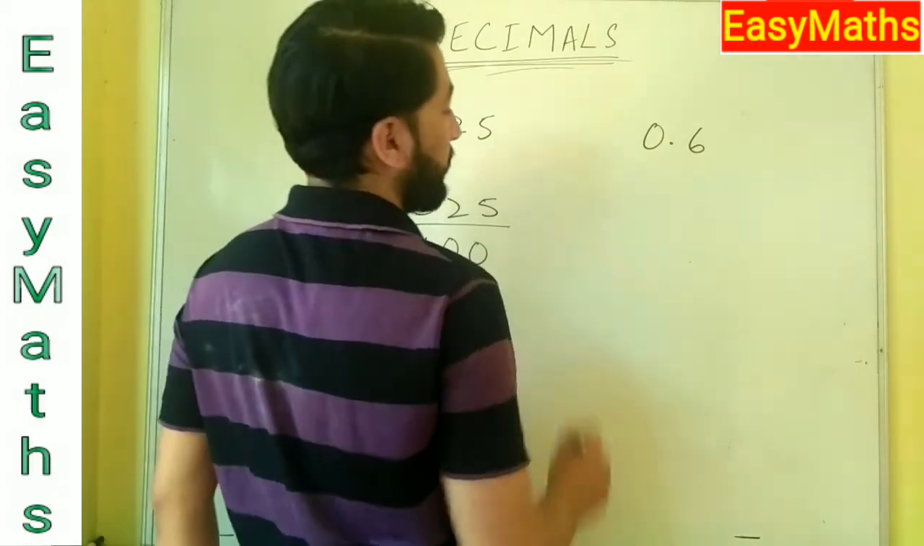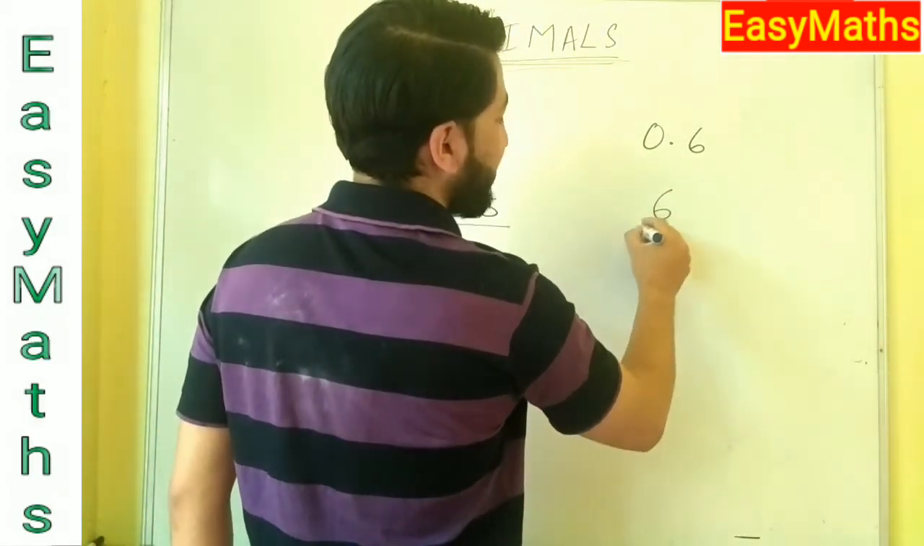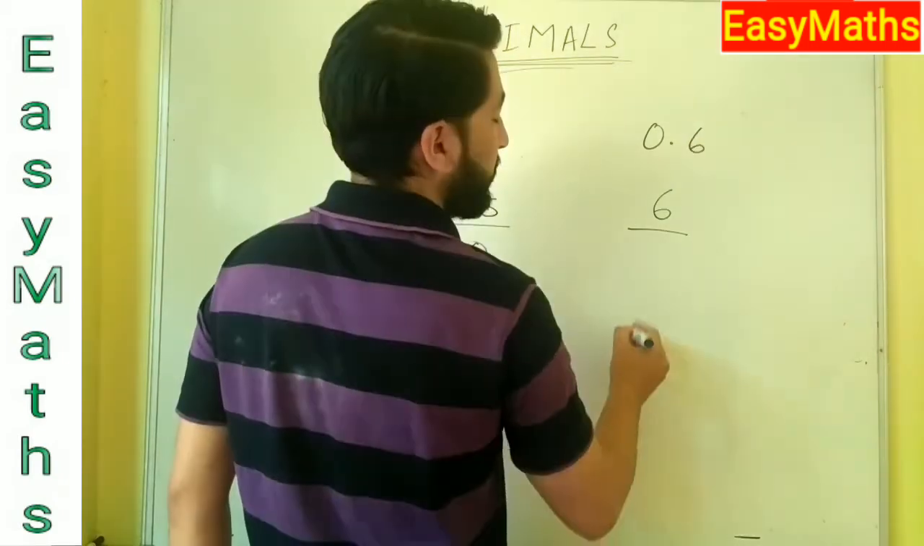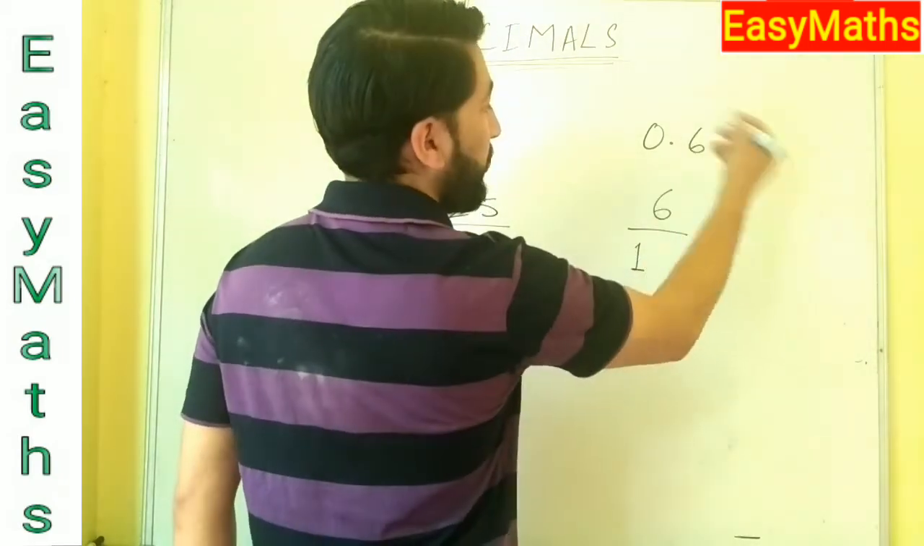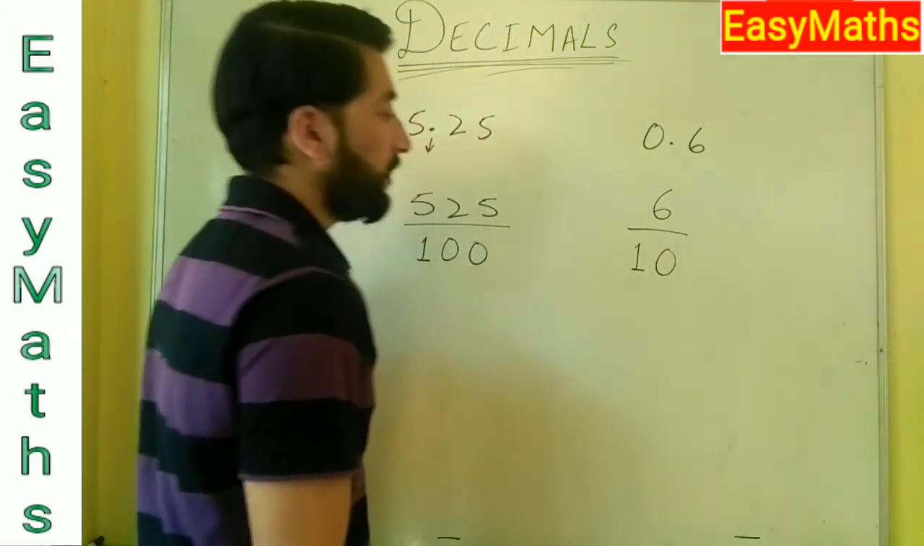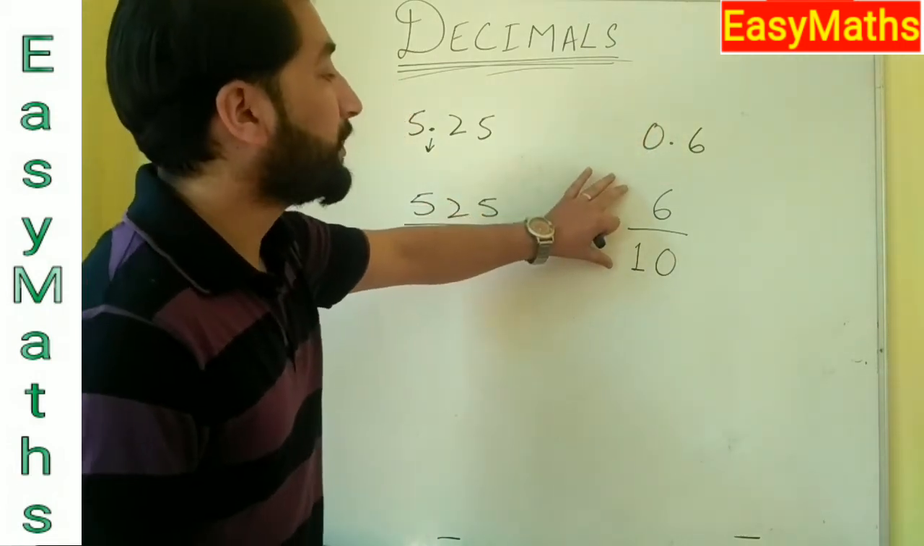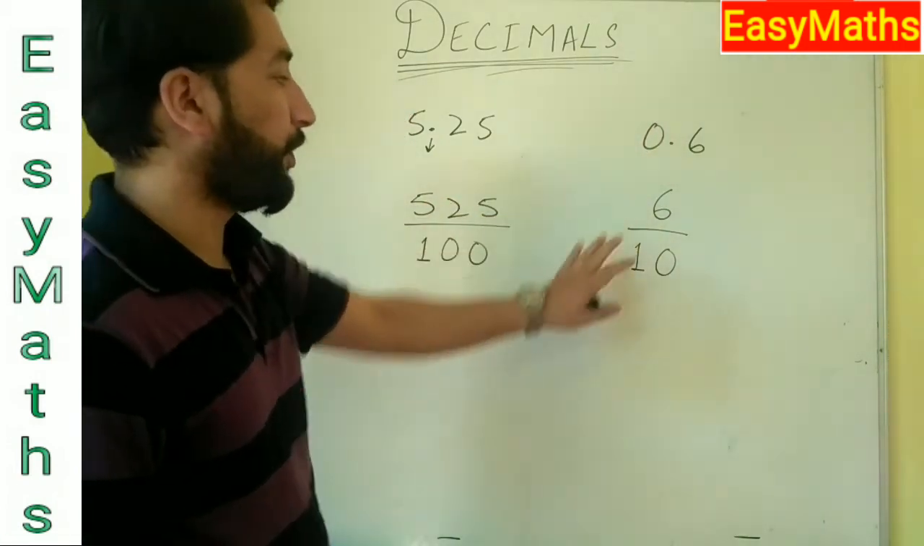The same is the case with this number, 0.6. We write 6 here, and then instead of the point, we write 1. How many digits are after the point? There is only 1 digit, so we write only one 0. That means 0.6 is equal to 6 by 10 as a fraction.